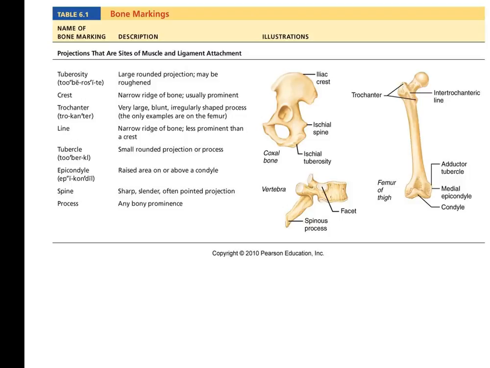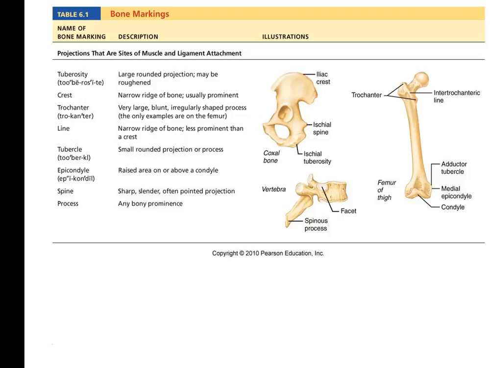For example, a tuberosity is a large rounded projection that might be roughened, and you can see the ischial tuberosity on this hip bone, so you can imagine that the ischial tuberosity is a rough place so that it can join another structure. At the top of that hip bone, when you place your hands on top of your hips, you're placing them on a crest, which is a narrow ridge, so that is the iliac crest. A trochanter is only found on the femur, and this is a large hook-like projection that attaches to some of those big muscles of the thigh. Trochanter.